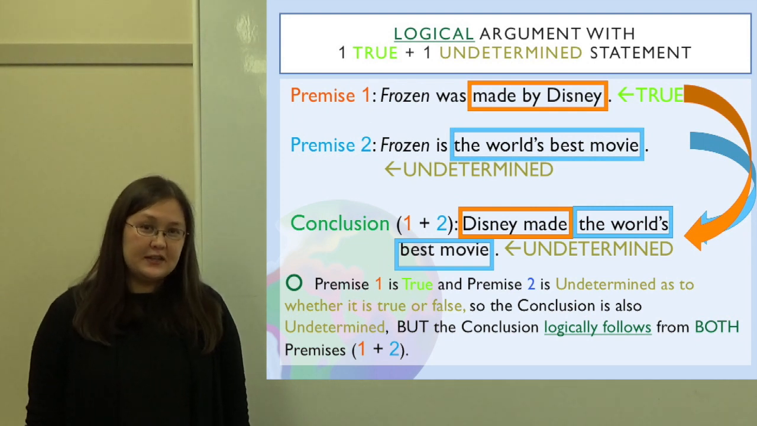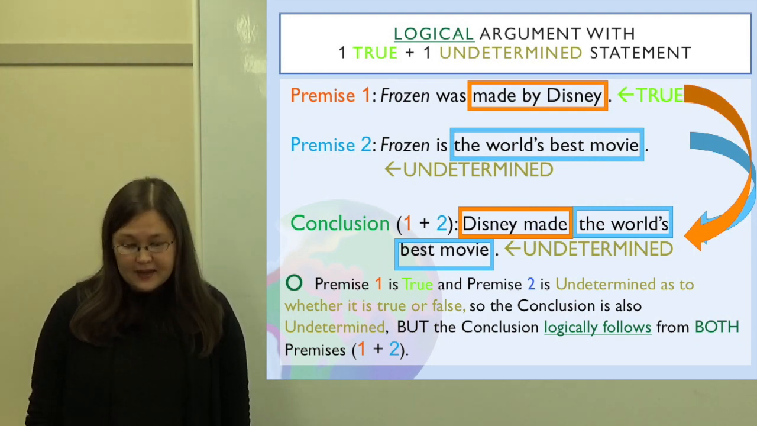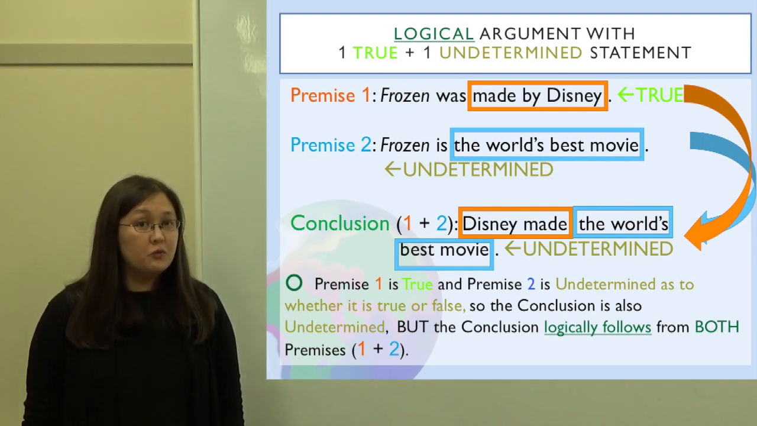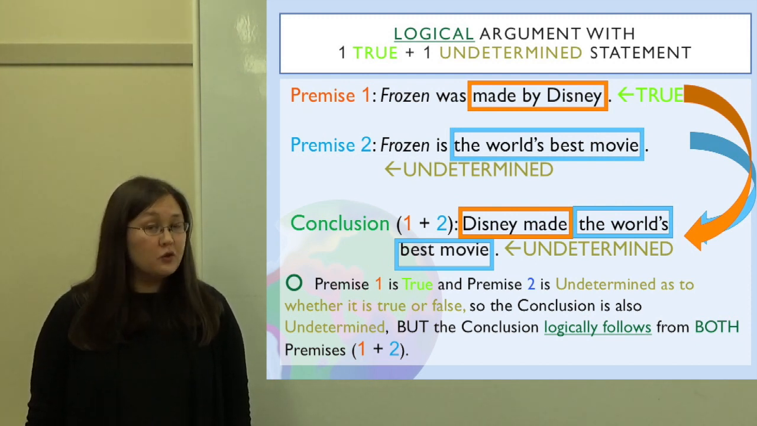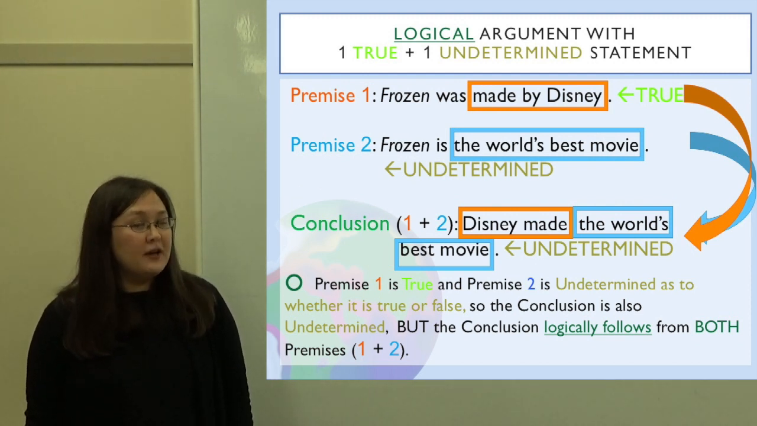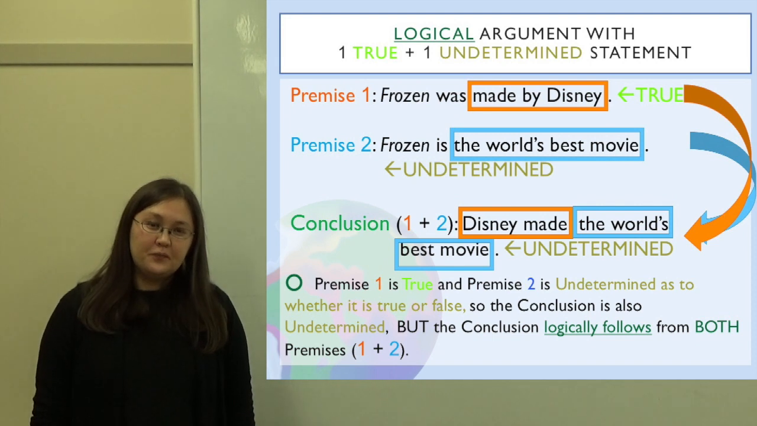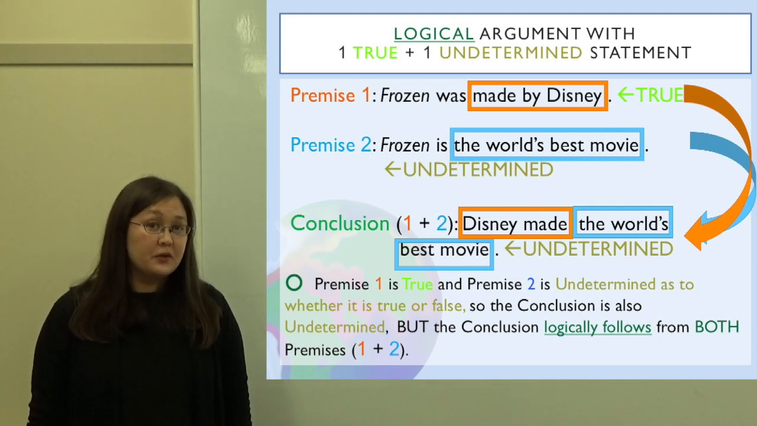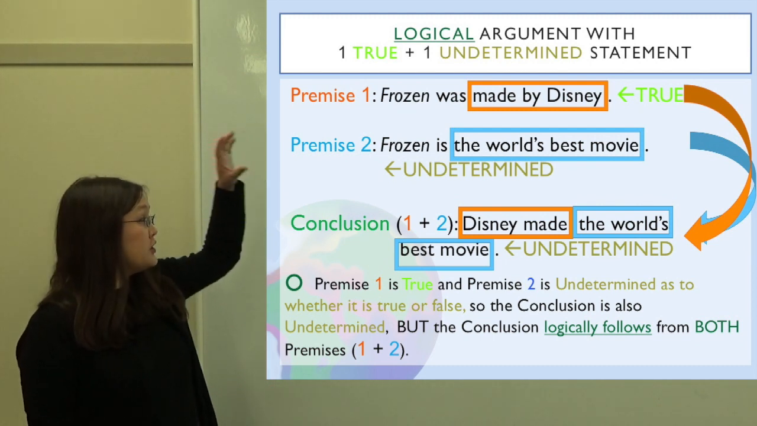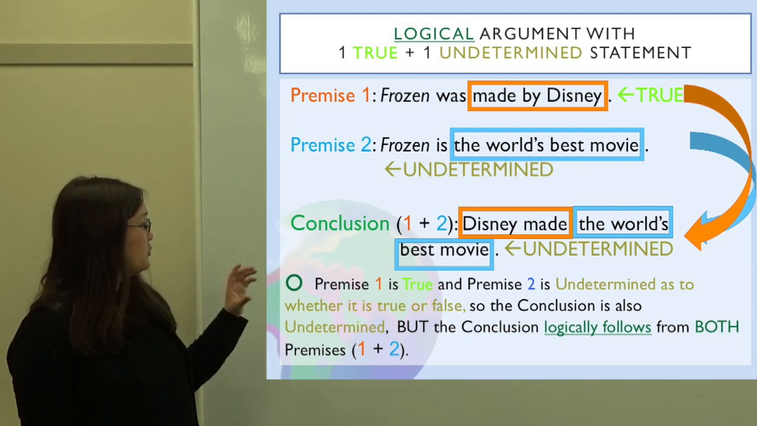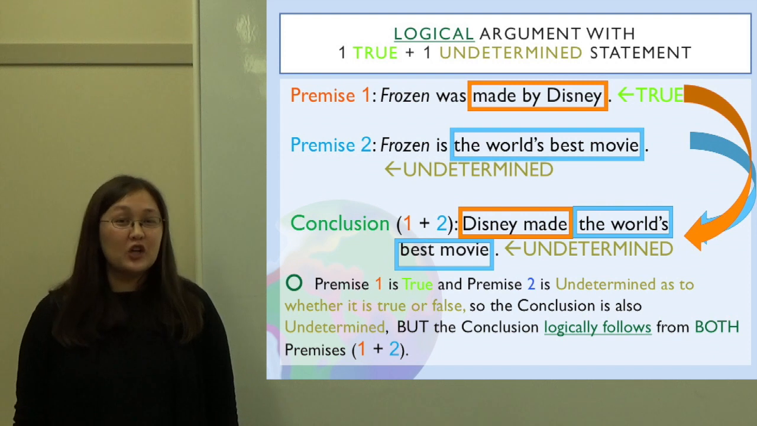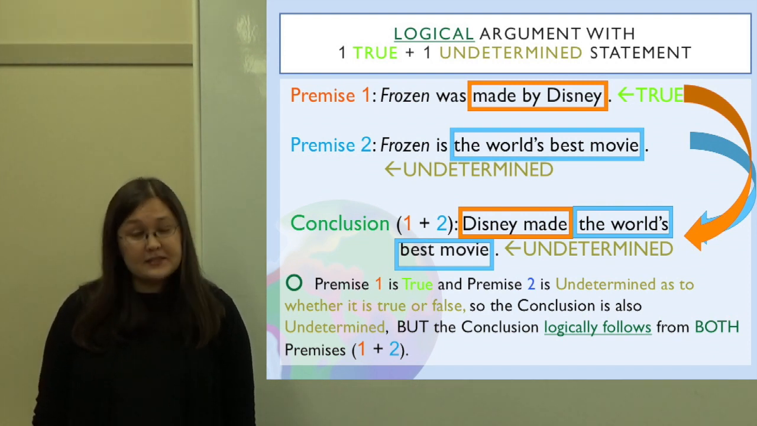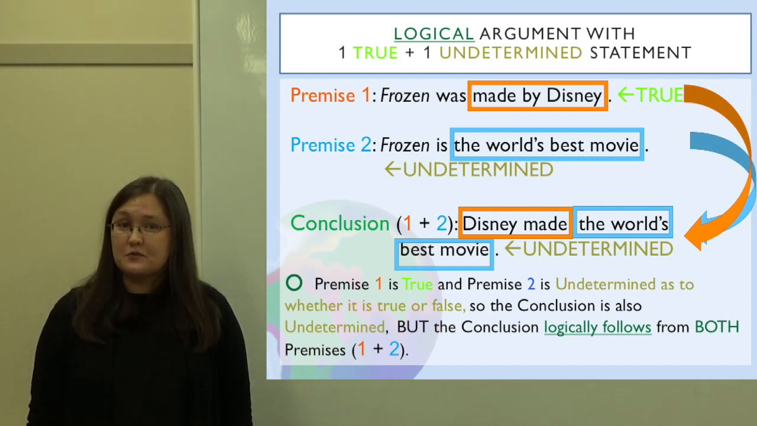We haven't decided yet. So in that case, the conclusion, where we do 1 plus 2, Disney made the world's best movie. It might be true, it might not be true. So it's undetermined so far. But what's important is that the orange box and the blue box both went into the conclusion, and we have a logical argument, which said Disney made the world's best movie.